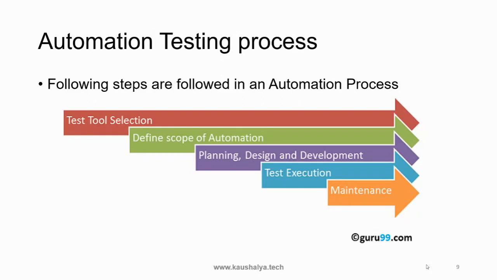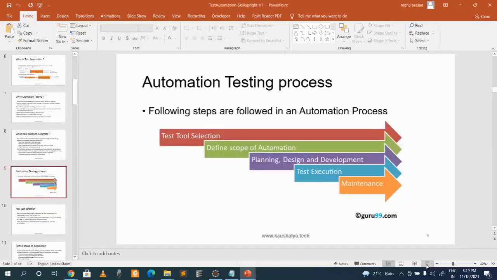And a very important thing is maintenance. Suppose we have created a test script, and if there are some changes in the application, the test script also needs to be updated, right? So that is where the maintenance part comes into the picture. If there are changes in the use cases, then we have to maintain the test script. So this is exactly what we have to follow when we get into the automation test process, right? Hope this makes sense.